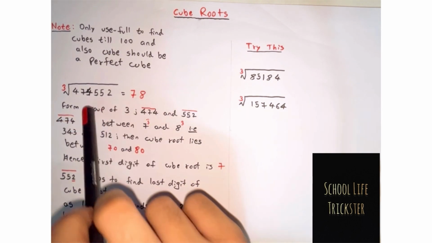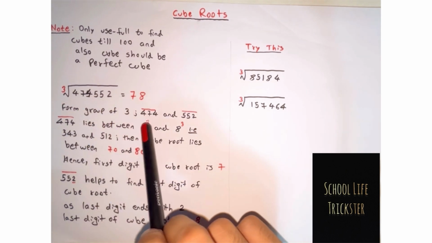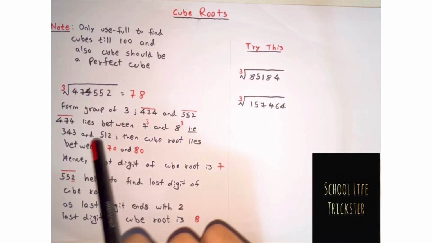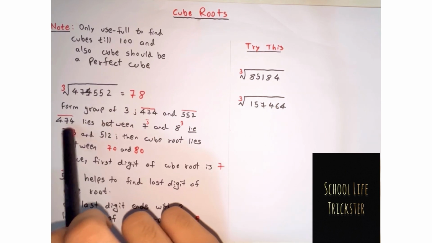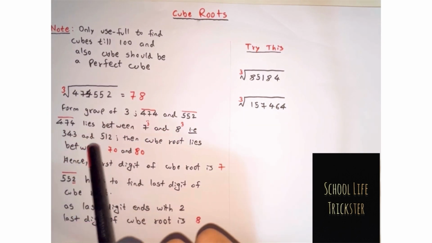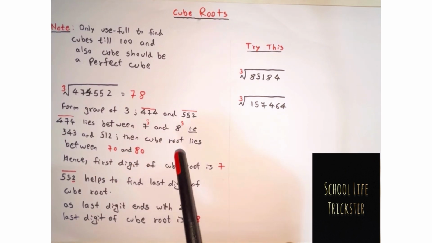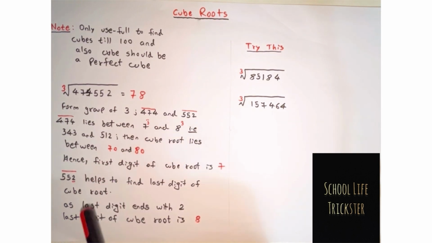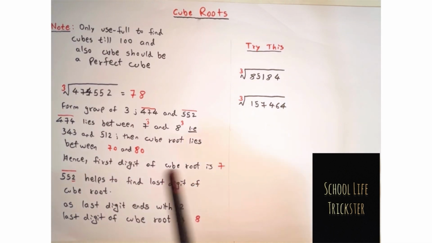Form groups of 3, that is 474 and 552. The first group, 474, lies between 7 cubed and 8 cubed, that is 343 and 512. Then the cube root lies between 70 and 80. So it is obvious that the first digit of the cube root is 7, as it lies between 70 and 80.